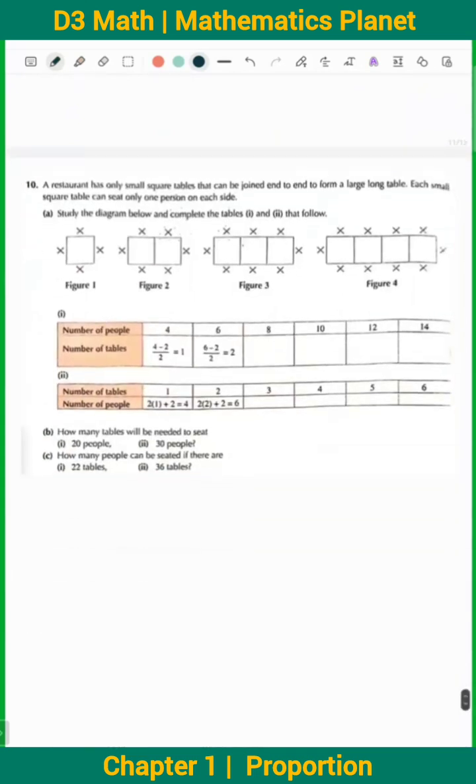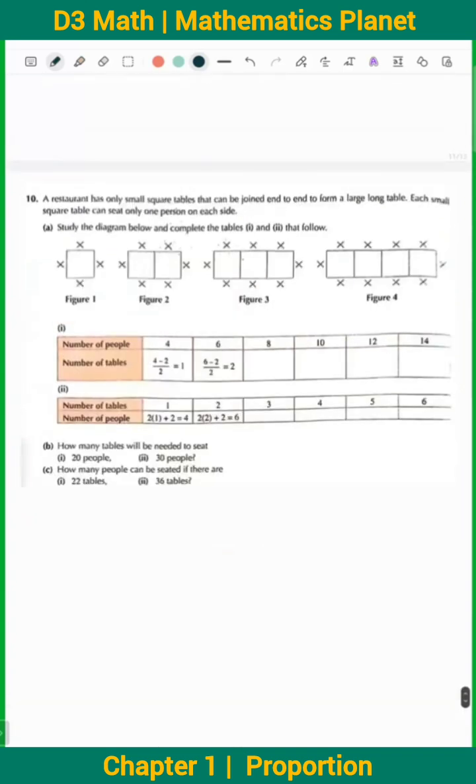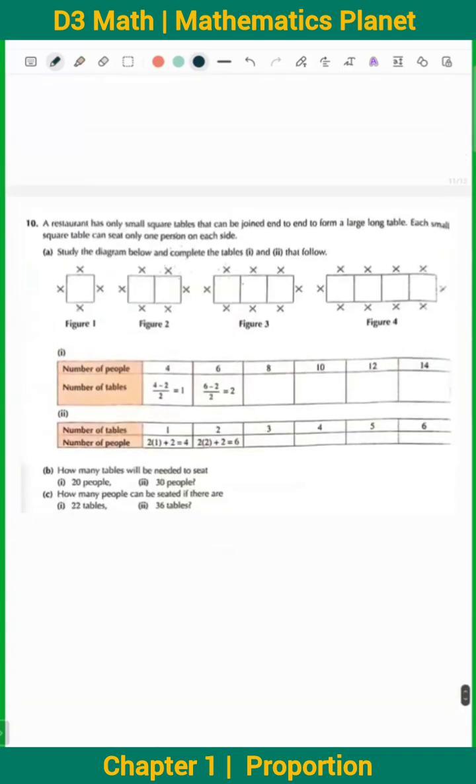Okay, now what is this question saying to us? Question number 10. A restaurant has only small square tables that can be joined to form a large long table. Each small square table can seat only one person on each side. Study the diagram. So figure 1, 2, 3, 4. Number of people 4. For the first table, 4 people can sit. And number of tables is 4 minus 2 by 2, that is 1 table.